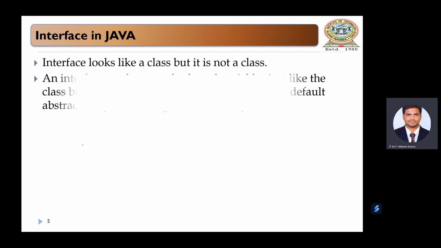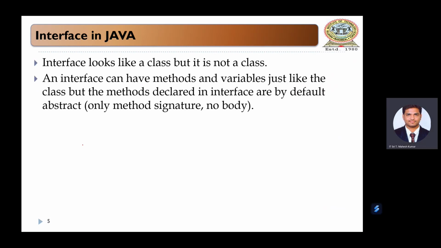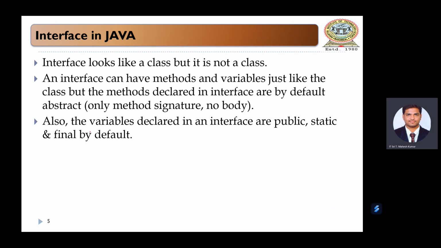An interface in Java looks like a class, but it's not a class. Just like a class, an interface also has methods and variables. But the methods declared in an interface by default don't have any specific body. It will declare only the methods. The variables declared in an interface are public, static, final by default.